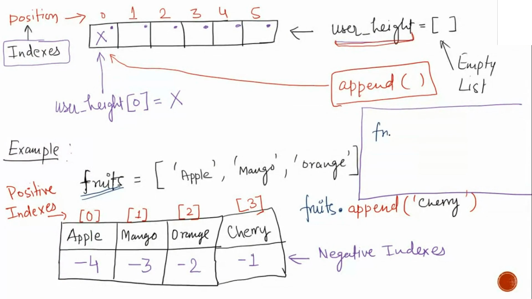So you can see that if I am defining, let's say, fruits at 0, I will be getting apple. And if I define fruits at -4, again I will be getting apple. So is this list concept clear to you?